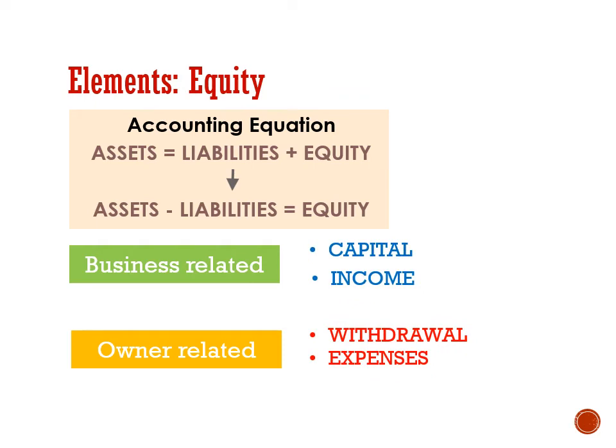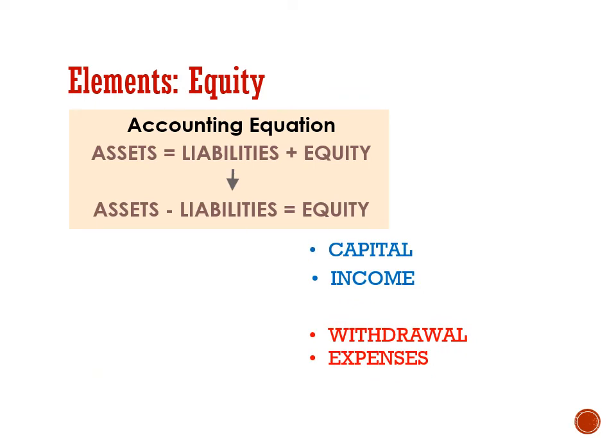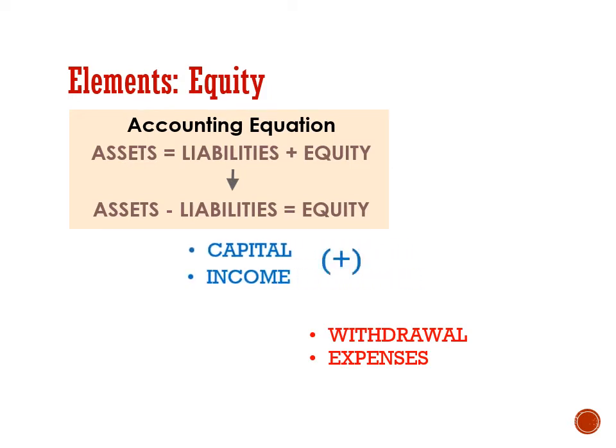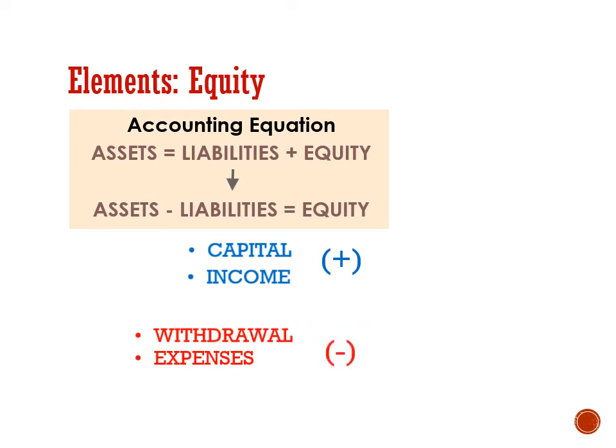Regardless of their relation to the business or the owner, these elements will affect the equity. That is, they will either increase the amount of equity or decrease the amount of equity. Capital and income will increase equity because this is when owner contributes to the business and the business generates its own wealth through the business activities. While withdrawal and expenses will reduce equity, since withdrawal means owner taking cash or other items from the business for its own use, and expense simply means the business is using its resources to generate income.